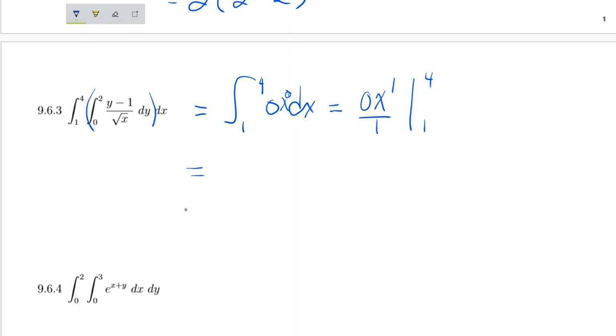Yeah, 0 times stuff is still 0, regardless of whether you put in 1 to 4. Why am I writing the 4 in here? It's 0 minus 0. It's still nothing. Smiley face. Oh, look, it came out the same. Yay. That's not a shocker.